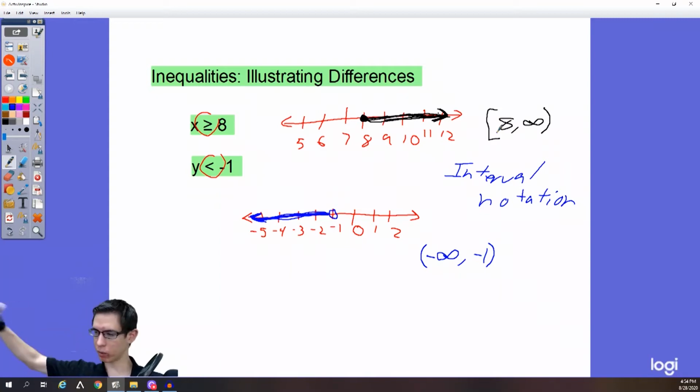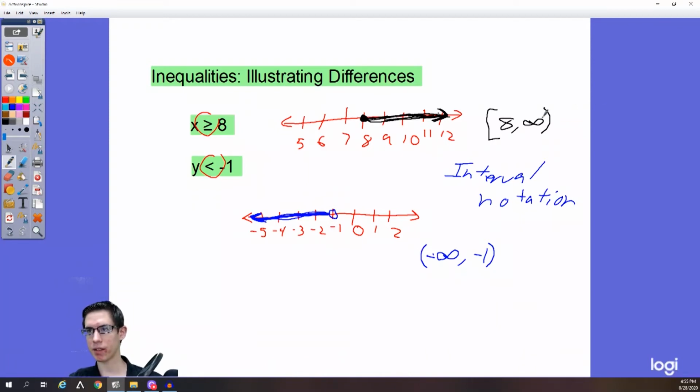It's something that's going on forever. It's never stopping. So we can't close with a bracket because you can never reach infinity. It's just going to keep going and going and going. That's how infinity works. Okay? So if you ever have infinity, either at the beginning with the negative infinity, or at the end with the positive infinity, it always takes a parentheses, regardless of whatever else your picture looks like.